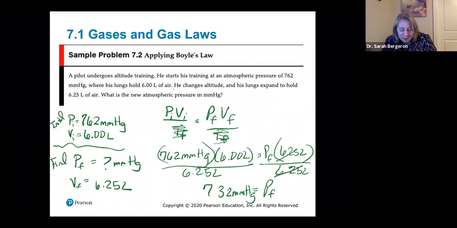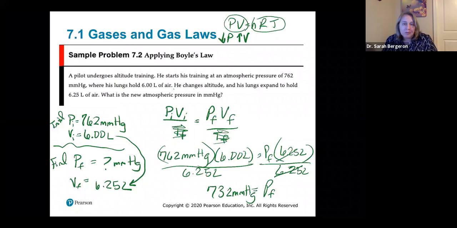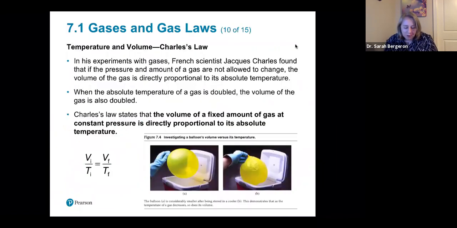732. Okay, so does this make sense? Let's think about our PV equals nRT. What did we change? What happened to our volume? Our volume went up. And so to keep this side of the equation equal to this side of the equation, if our volume goes up, what happens to our pressure? Pressure has to go the opposite. Pressure has to go down. So did that happen? We went from 762 to 732, and so it did. So we're good. It's just a good check, just to make sure you're on the right track.